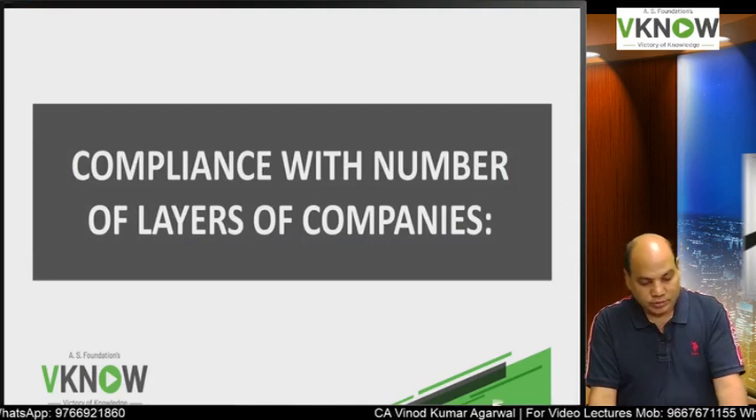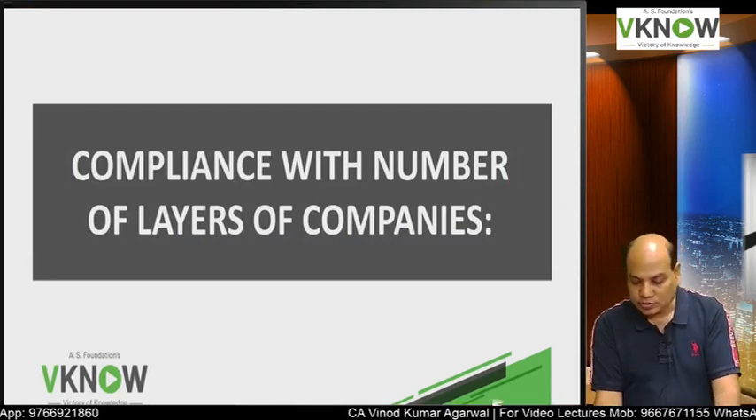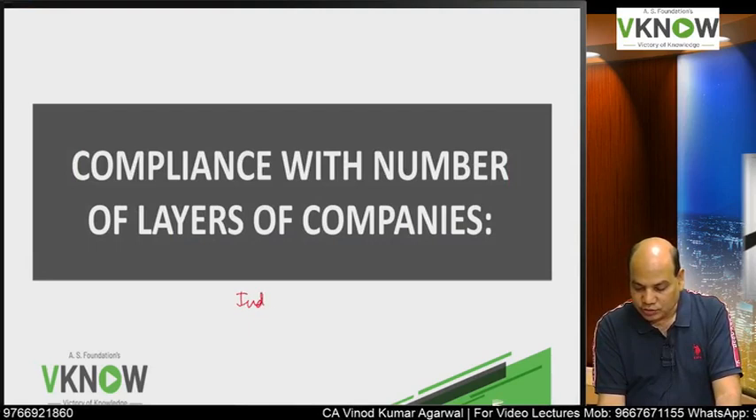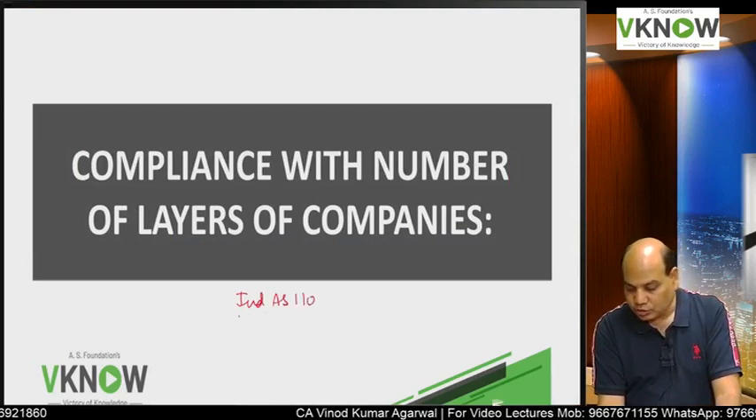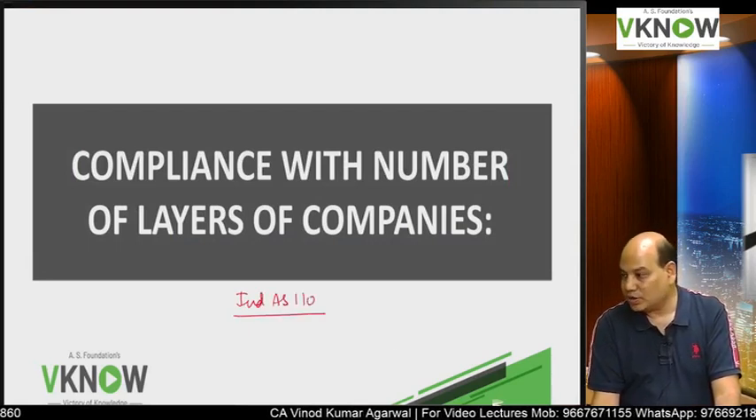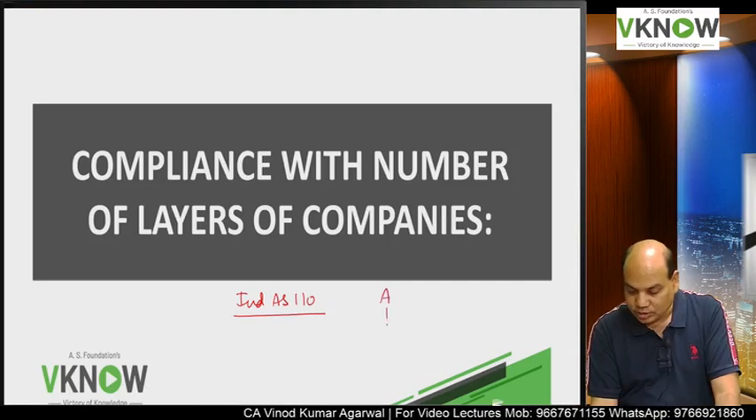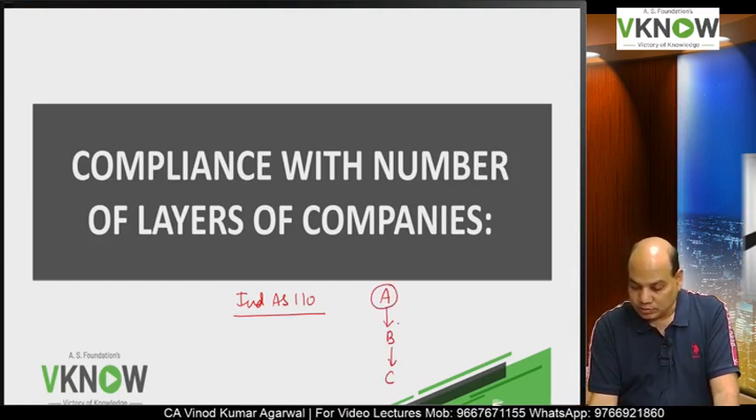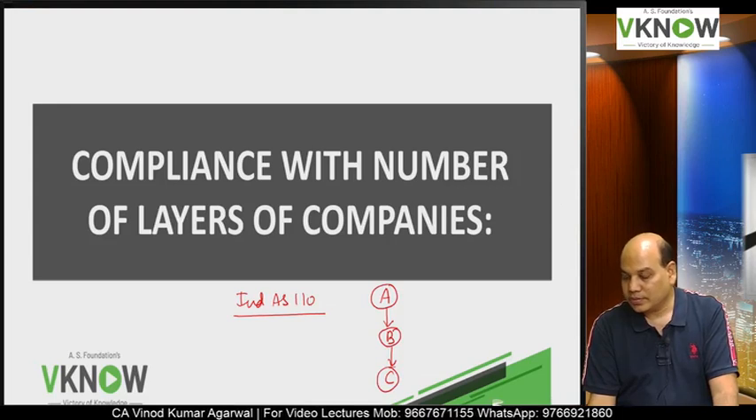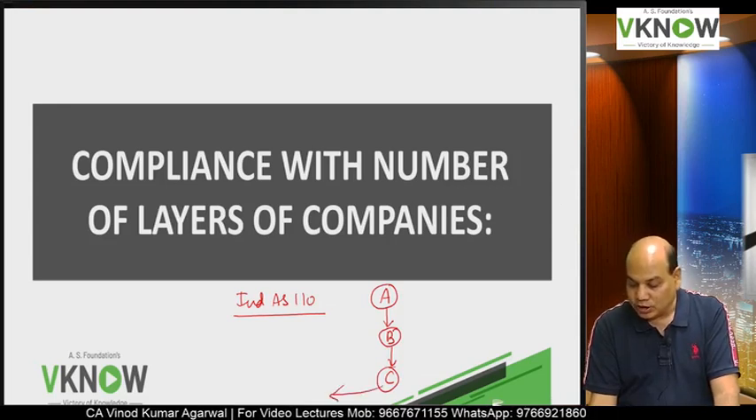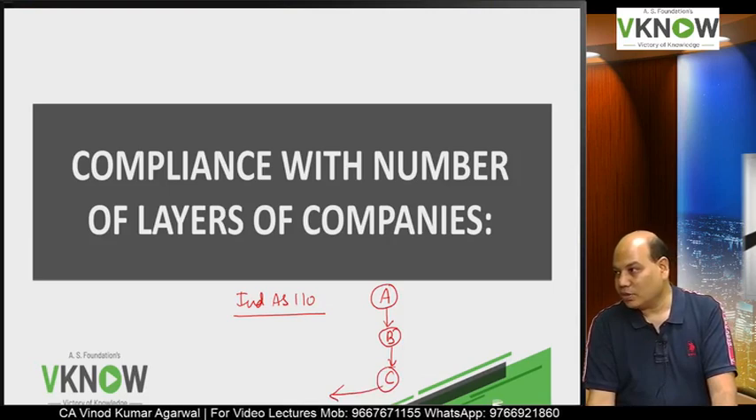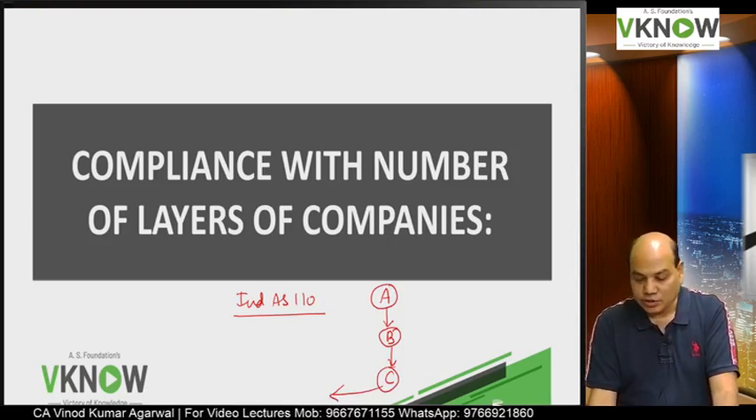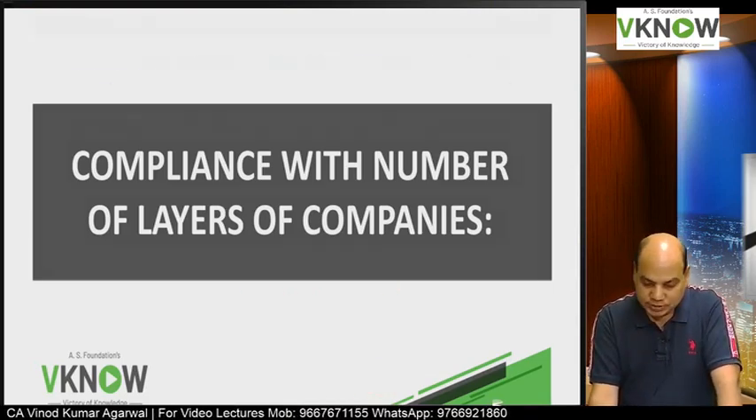This is important because in our chapter Ind AS 110 we are going to discuss layers of subsidiaries. How many layers are allowed now? Parent company, under that you can have 2 layers of subsidiaries, and if you have more than that, then disclosures will be required. That is compliance with number of layers of companies.